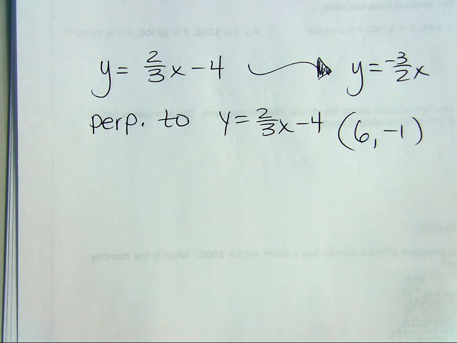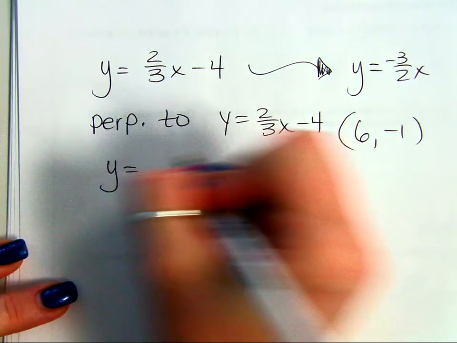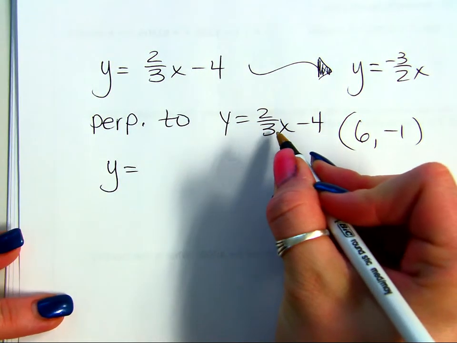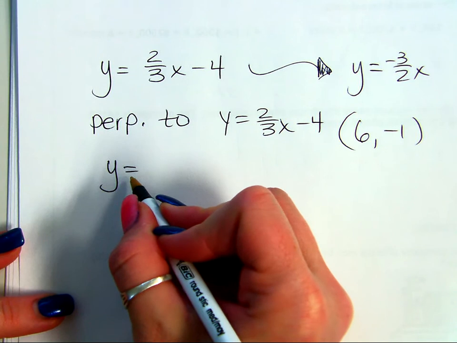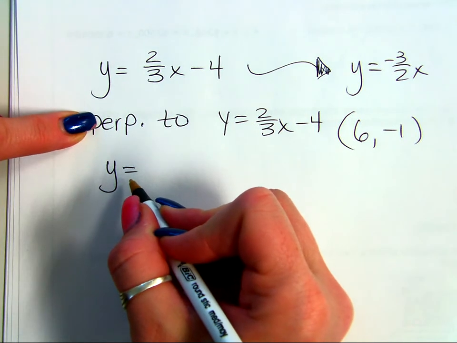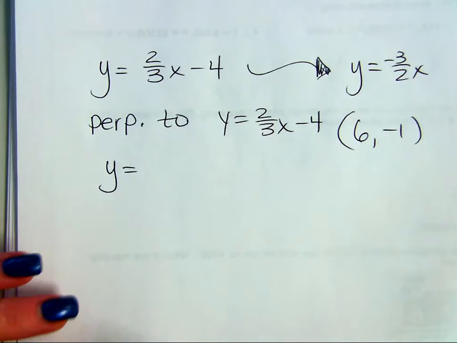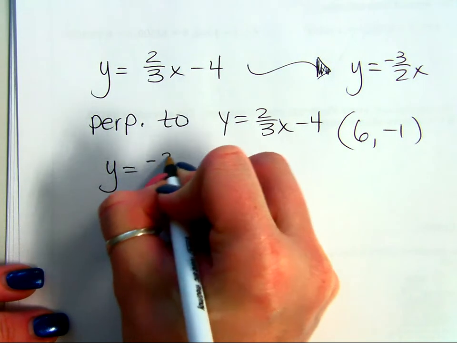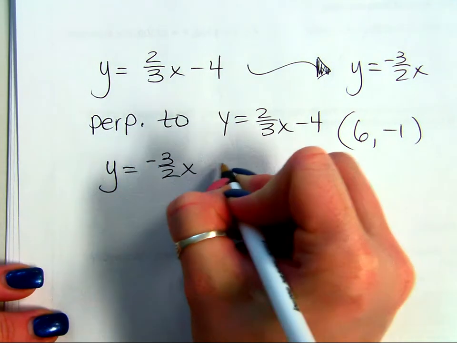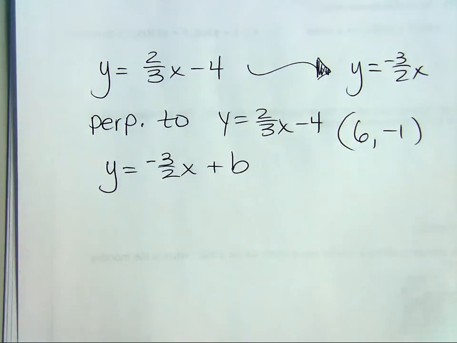When you go to set this problem up, you start with y equals, and if you want it parallel, you would put 2/3. But I don't want it parallel. I want it perpendicular. So take 2/3 and make it what? Negative 3 over 2 x plus b. Plus b. Every time you say, I don't know what to do next, plus b is probably the step you're forgetting.